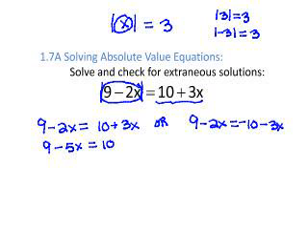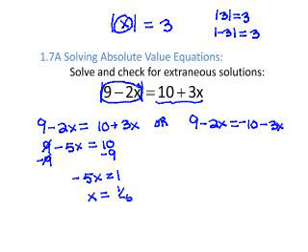So I'm going to get rid of the 9. Now remember, we don't subtract 9 because the 9 is positive. We have to do the opposite, which is subtract 9 here. So 9 minus 9 cancels out, so negative 5x is equal to 1. And then we divide both sides by negative 5. So it's 1 over negative 5, which is just a negative 1/5.